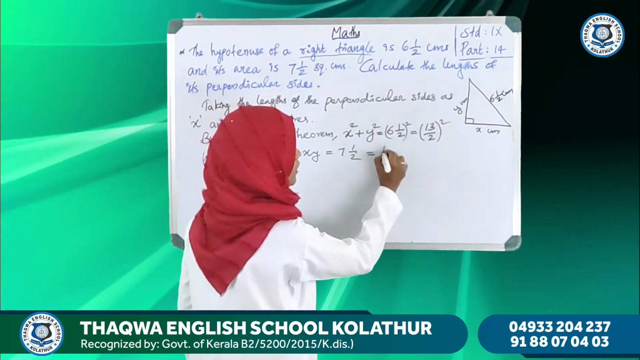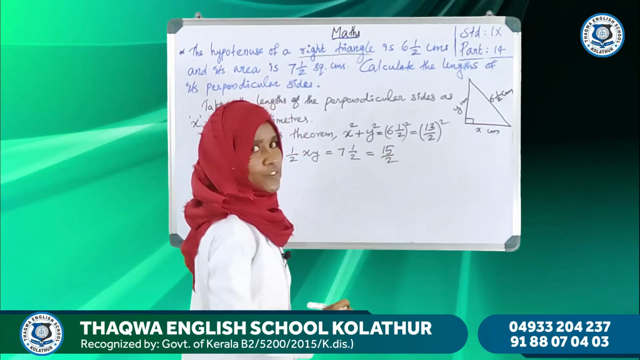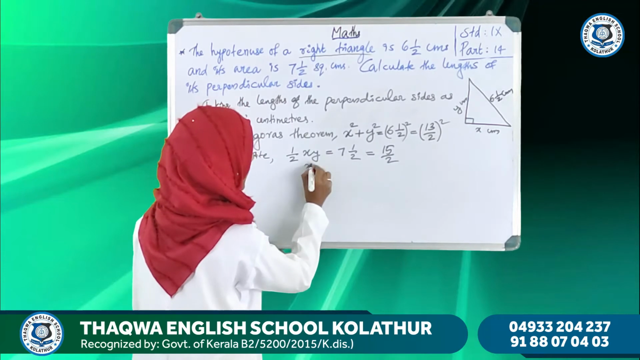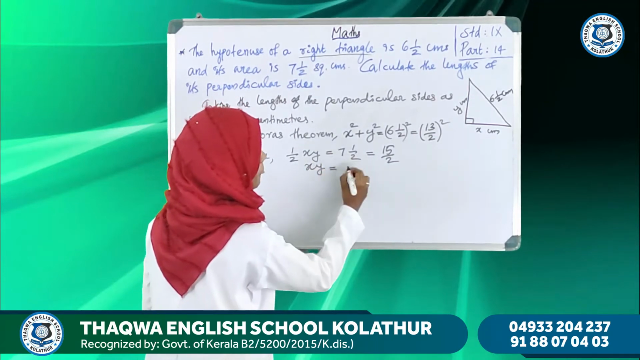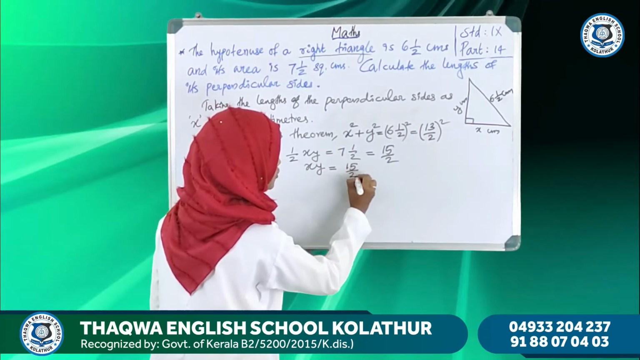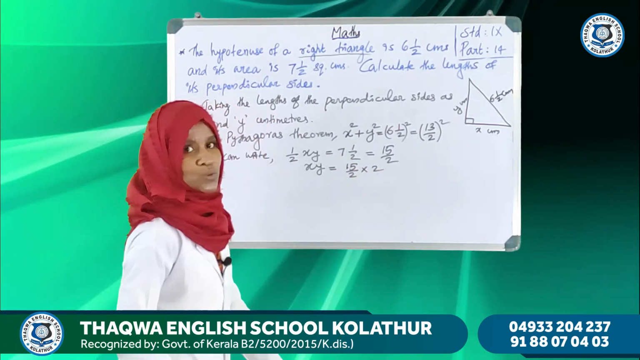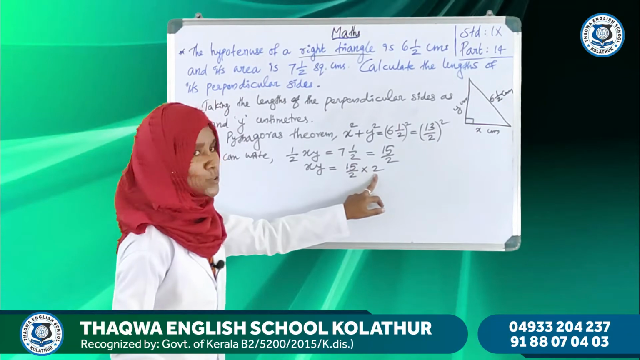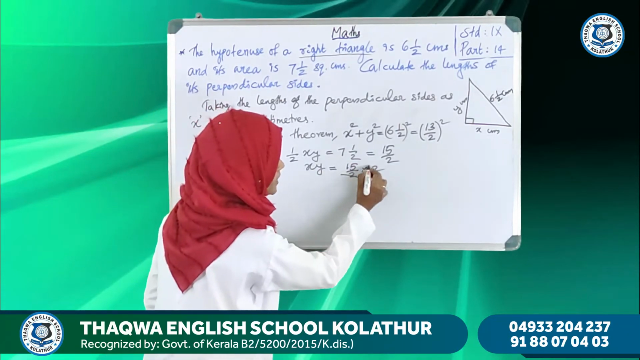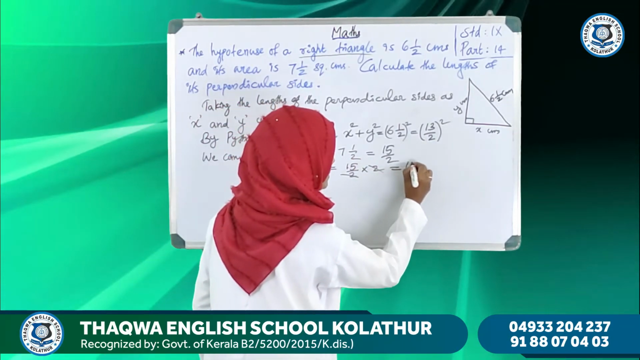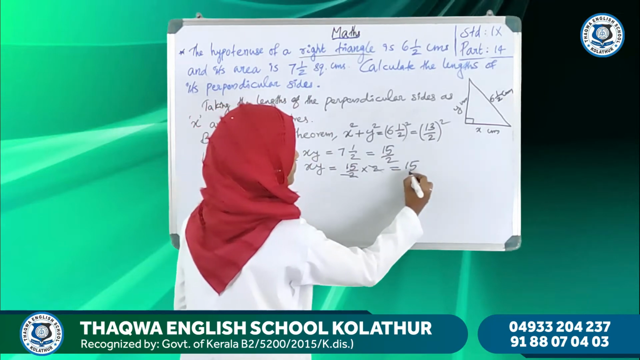14 plus 1, 15. That is 15 by 2. So xy is 15 by 2. Here 1 by 2 becomes into 2. That is 15 by 2 into 2. Let us cancel 2 and 2. Then what is 15?